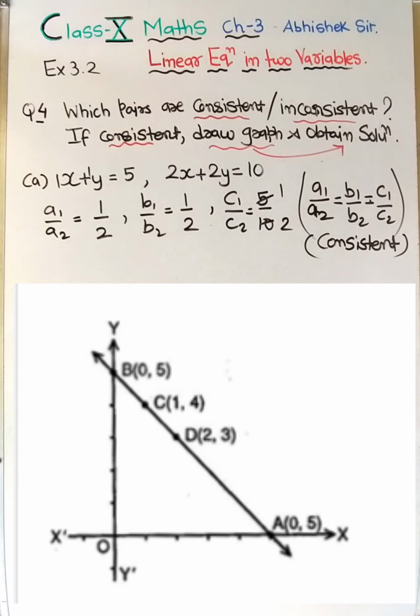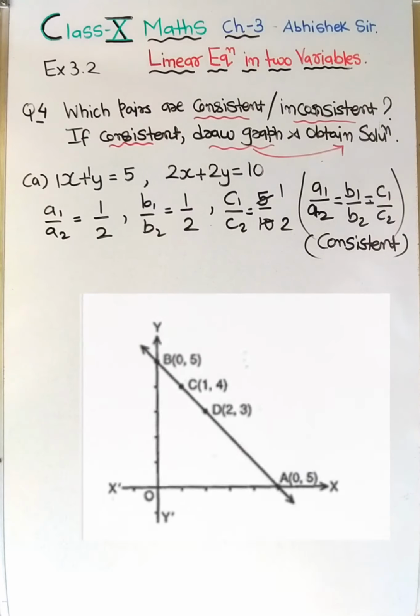So we can say that every point on this graph is a kind of solution, right? Because that point will be common to both the lines. That is why it can be said to be a solution. So we can say that these two lines, or this question, has infinitely many solutions.